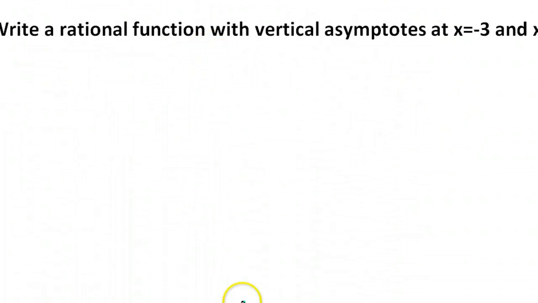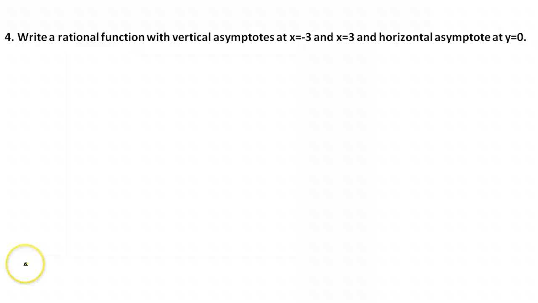Okay, let's go ahead and do problem number 4. Better zoom out. Okay, a little higher order thinking, love it. We need to write a rational function with vertical asymptotes here and here. Let's start with that. Where do the vertical asymptotes come from? They come from setting the denominator equal to 0. So these have to come from the denominator.